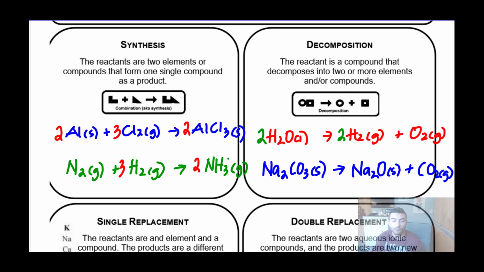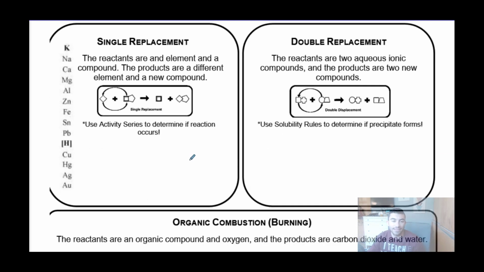decompositions we looked at. Single replacement is where I have an element and a compound where I have the element swap places with another element in the compound to get a new element and a new compound. We use the activity series to help us predict if these reactions would occur, because not all of them do, right? Going back to stability.